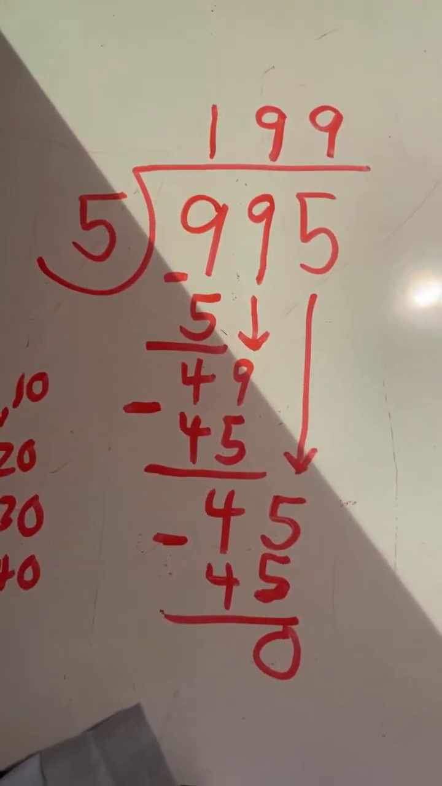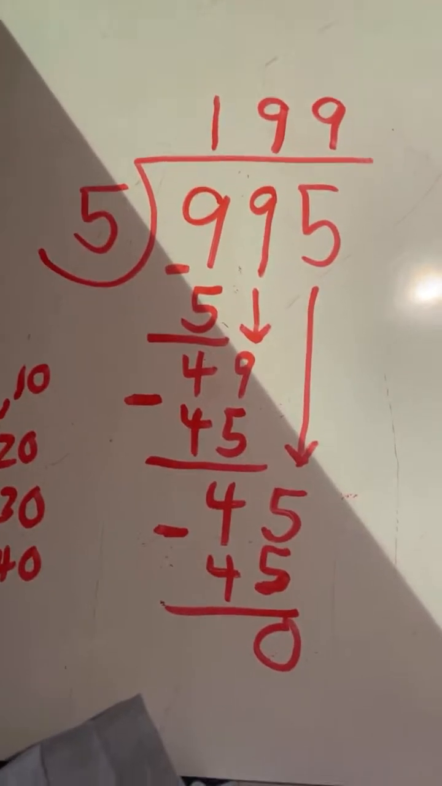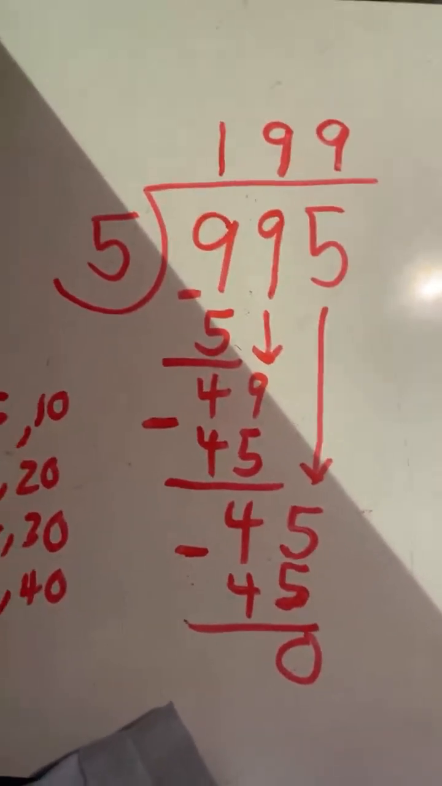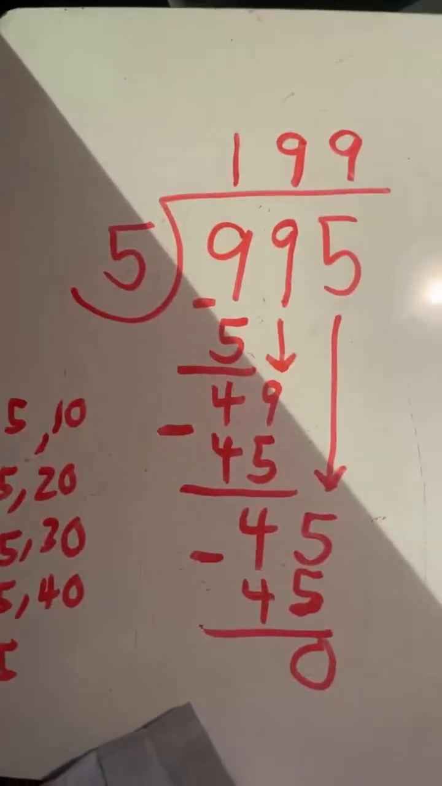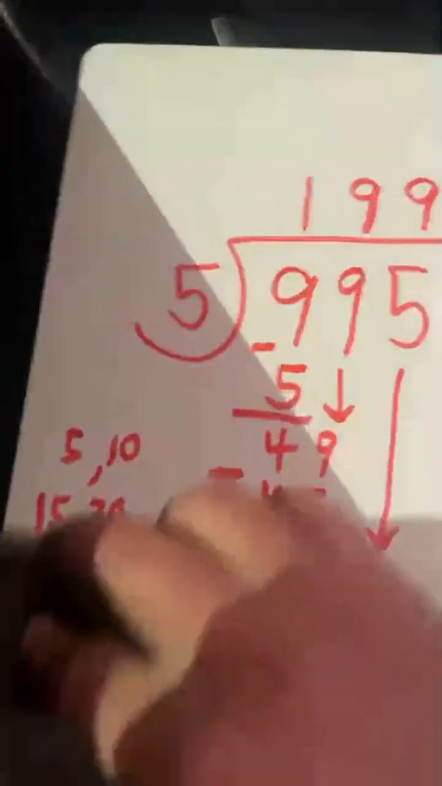Alright, I'm going to do one more division problem, and then we're going to call it a video. So I got the right answer, but I had to check myself. When you rush, it's very easy to make a mistake, so don't rush. Slow and steady wins the race here.